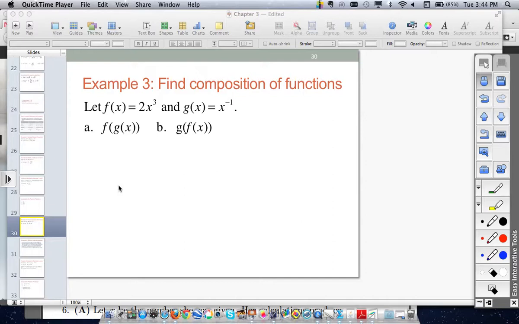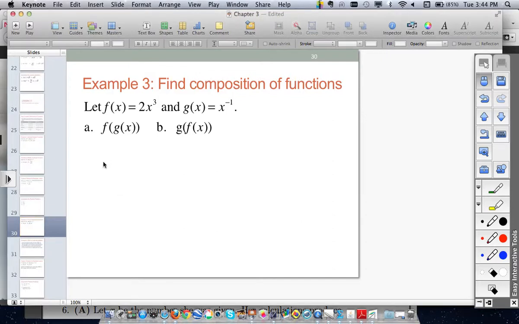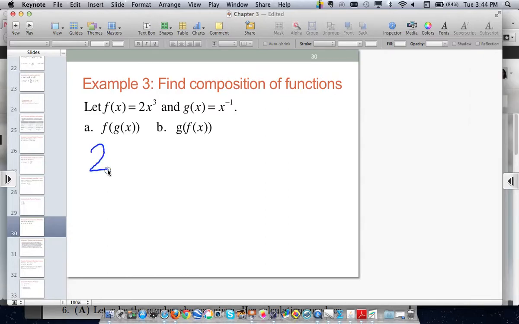Okay, so example A says f of g of x. So we are going to take the f of x function, and what we're going to do is substitute in the g of x function, which is x to the negative 1, in for x in the 2x to the third power. So I'm going to take out just plain old x, and I'm putting in x to the negative 1. This is what g of x is equal to. And then that's to the third power.